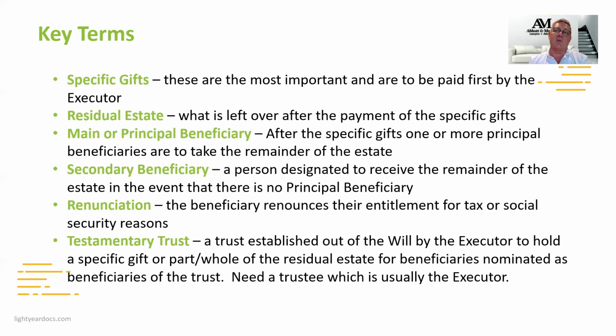Is it to be split with other principal beneficiaries if Sally's not the only principal beneficiary? Does it go down to a secondary beneficiary, for example? Or is it just left for bloodline? And all of these are options, as you'll see once we get into the will. So secondary beneficiary is, if Sally or the main principal beneficiary is not alive, it goes down to the secondary beneficiary. And likewise, if they're not alive, it can go down to the tertiary beneficiary, which we'll look at. Renunciation is something that's generally not used that much in Australia.